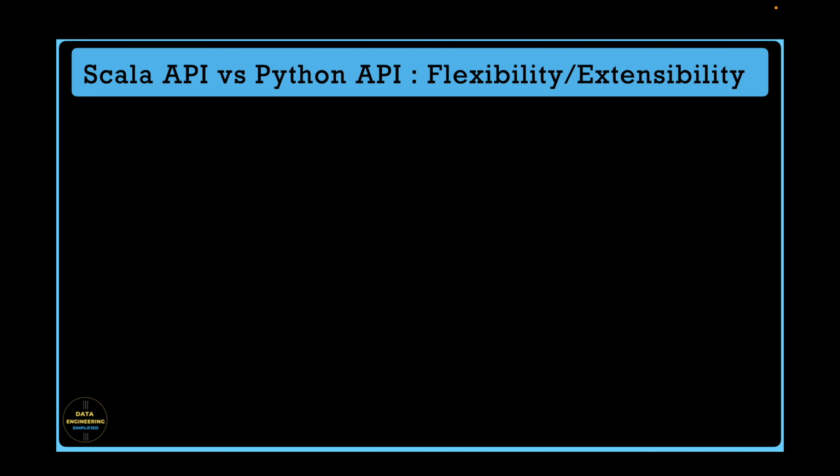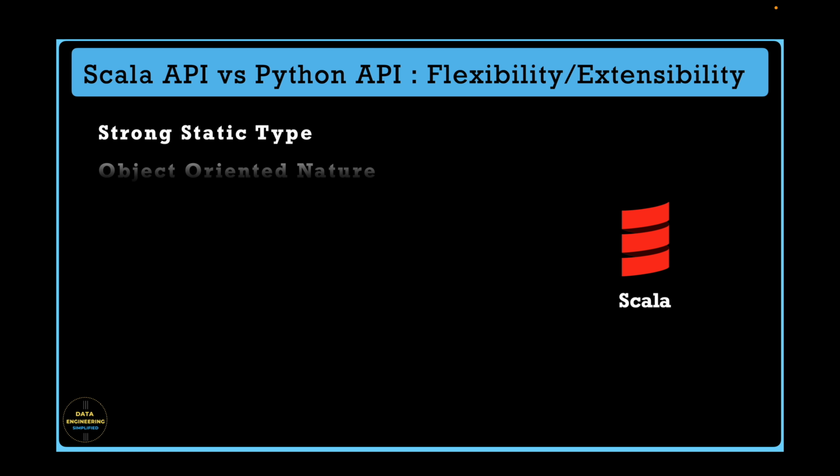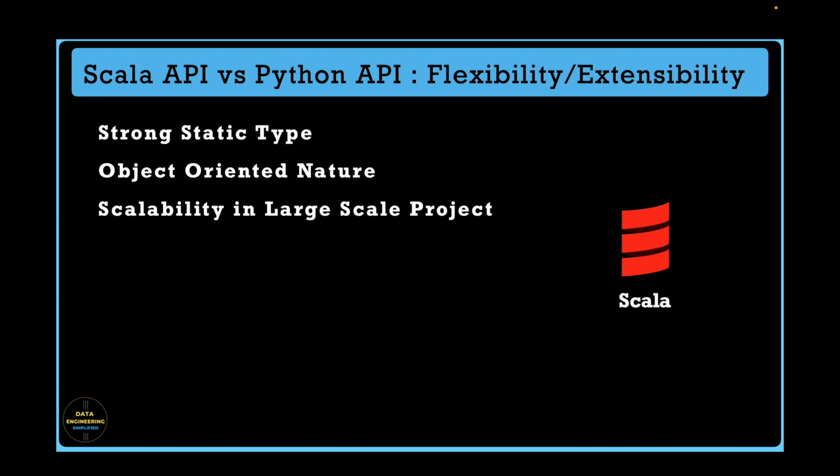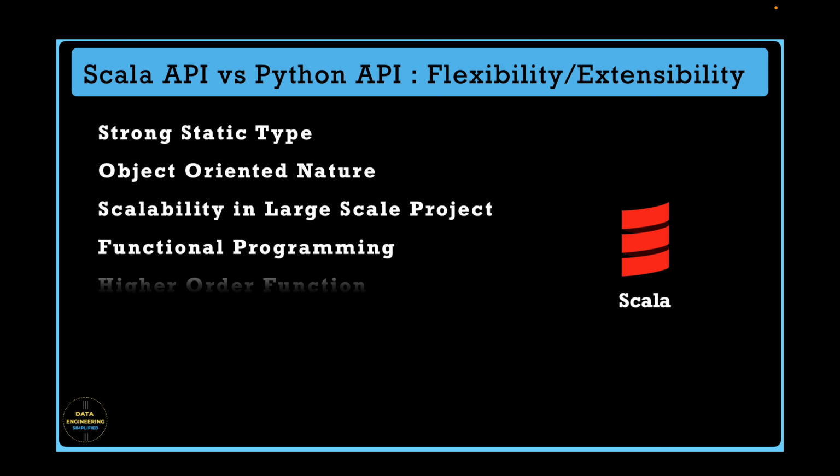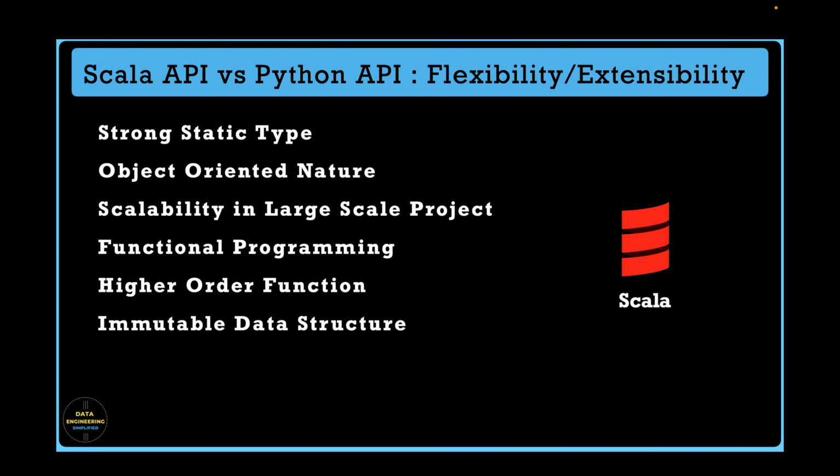Let's talk about the flexibility and extensibility attribute. Scala excels in extensibility due to its strong static typing and object-oriented nature. It provides a robust type system that ensures code correctness and facilitates scalability in large-scale projects. Scala's functional programming features, such as higher-order functions and immutable data structures, enable developers to write concise and expressive code. Its compatibility with the Java ecosystem also enhances its extensibility by leveraging existing Java libraries and frameworks.